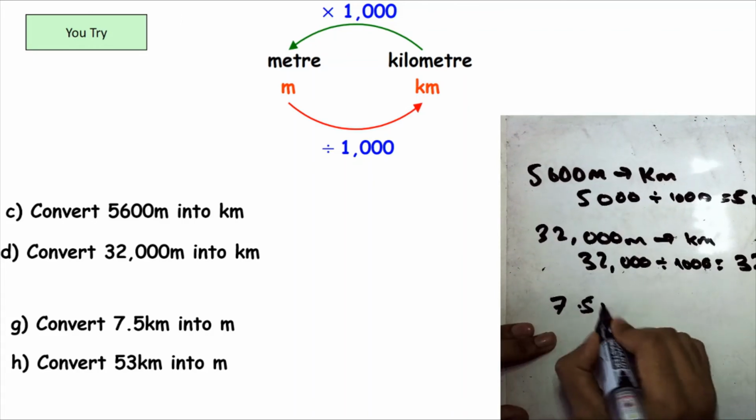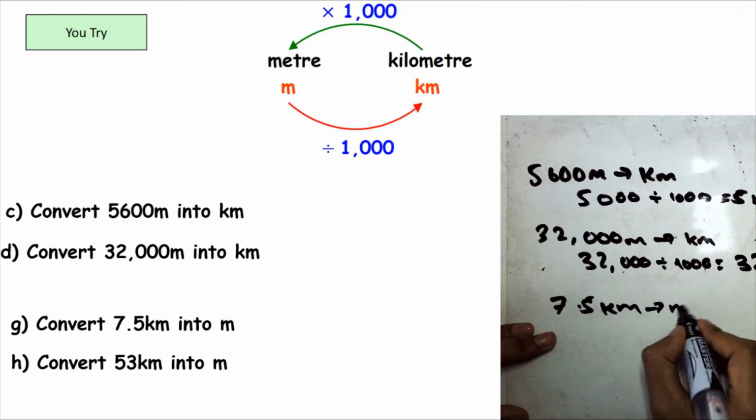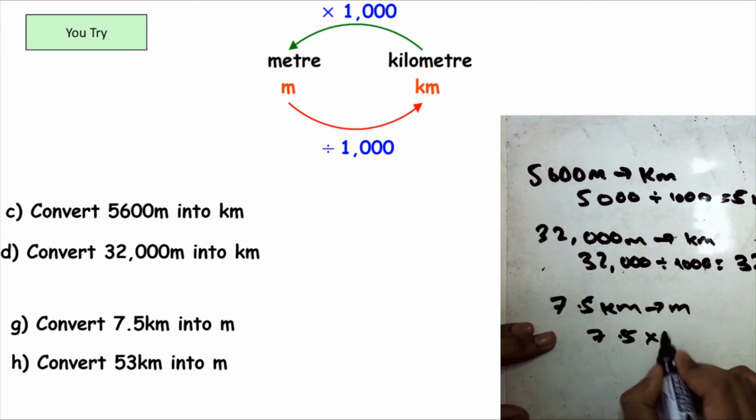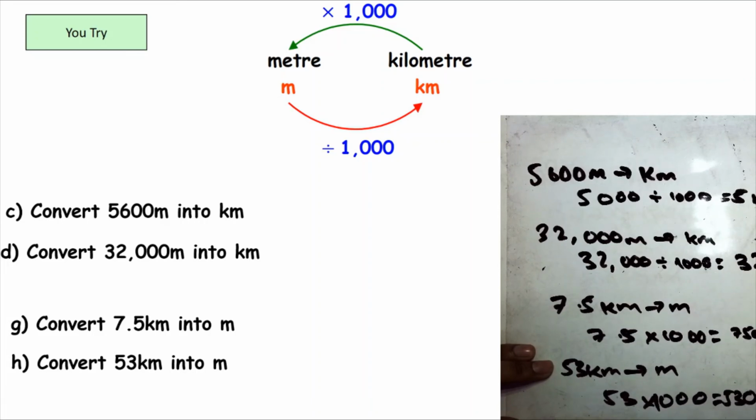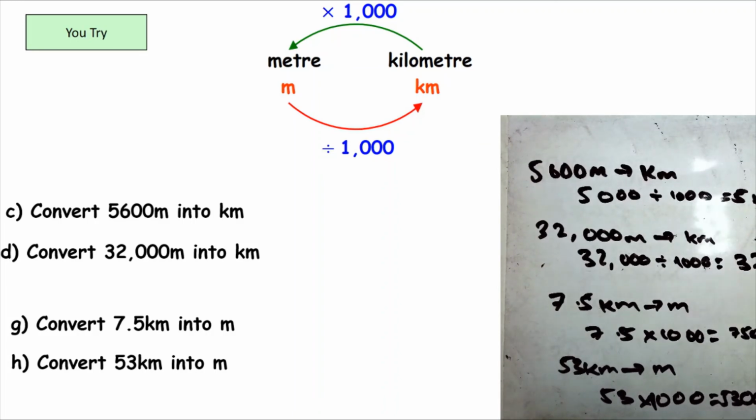7.5 kilometers to meters now will be the opposite, so we're timesing by 1,000 now. 7.5 times 1,000 will give us 7,500. And 53 kilometers into meters: once again, 53 multiplied by 1,000 will give us 53,000. It's just adding the 3 zeros on really, so it's rather straightforward. And if there are decimals, we're just moving forward. So in this case, 1, 2, 3, from the tenths to the ones to the tens to the hundreds.